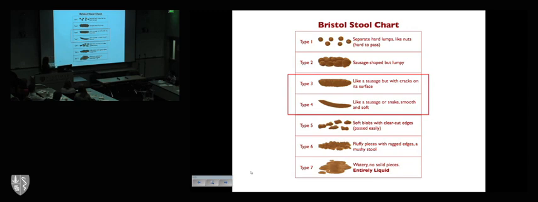Normal, what we're aiming for is this type 3 to 4 stool. There are cards you can buy. They have T-shirts, mugs with this stool scale on it, if you're all interested. But you can also just type in Bristol stool scale on the internet, and the picture will come up.